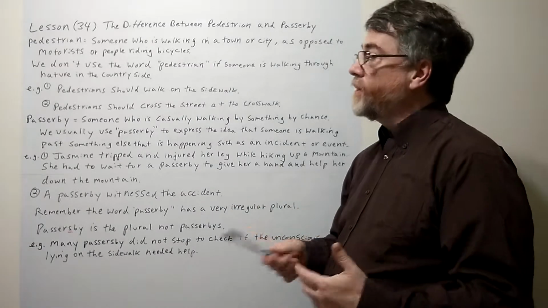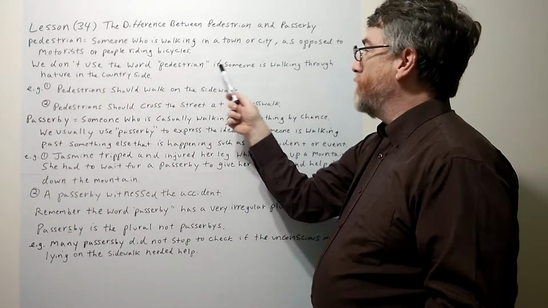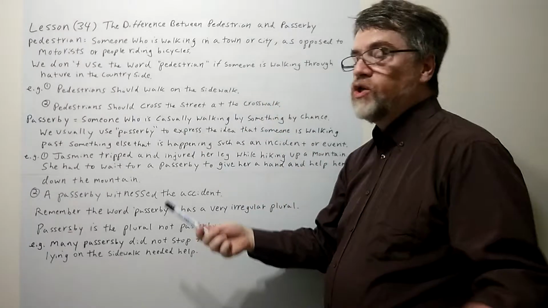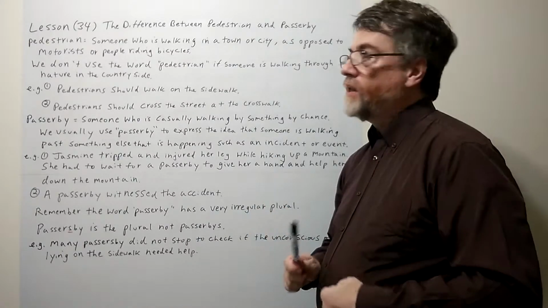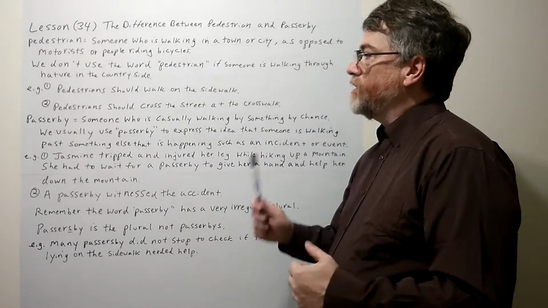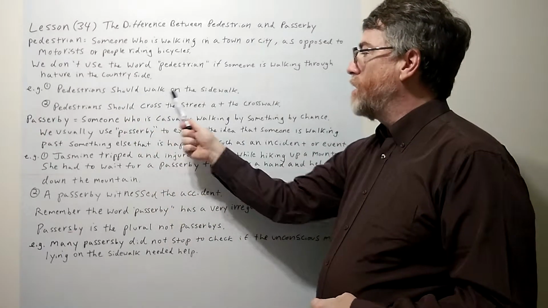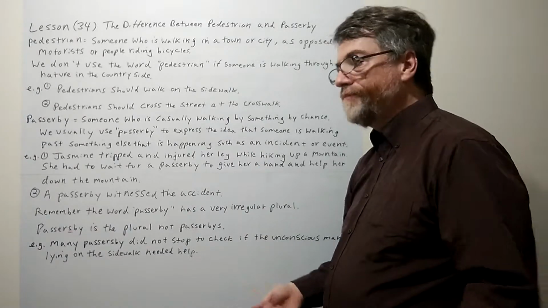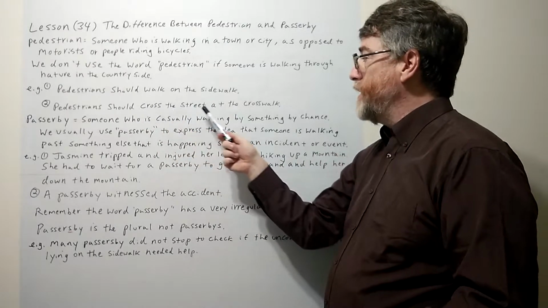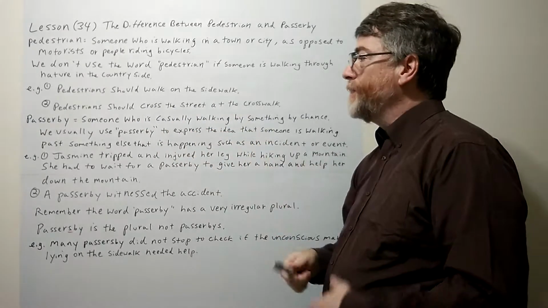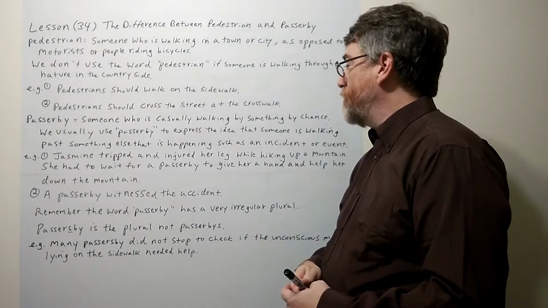Pedestrians usually walk on a sidewalk. We don't use the word pedestrian if someone is walking through nature in the countryside. It has to be a city. So there's one major clear difference here. Let's take a look at the first example. Pedestrians should walk on the sidewalk. We can say that. Pedestrians should cross the street at the crosswalk. Again, it's all a city scene, a city atmosphere, a city situation.